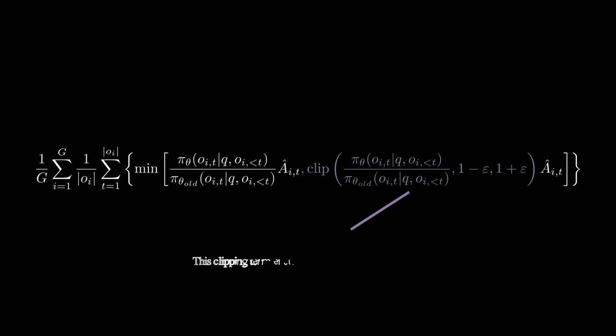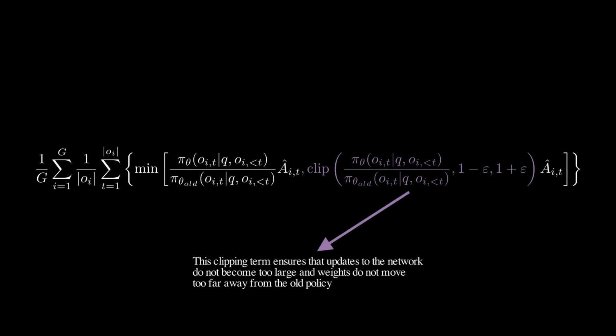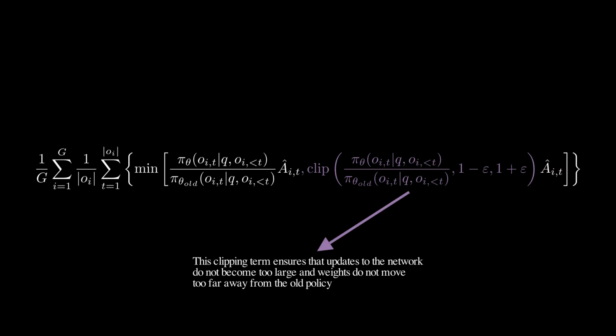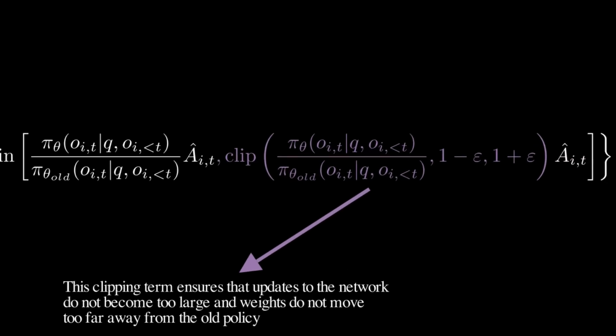And this clipping term just ensures that the updates to the network do not become too large and the weights do not move way too far away from the old policy. It's basically a regularization term that says you can increase the log probs of tokens that have high advantages or decrease the log probs of tokens that have a low advantage, but don't make it too high. Don't change the weights too quickly, and that's why it clips the importance sampling ratio between 1 minus epsilon and 1 plus epsilon.